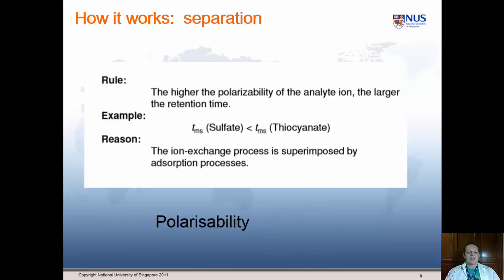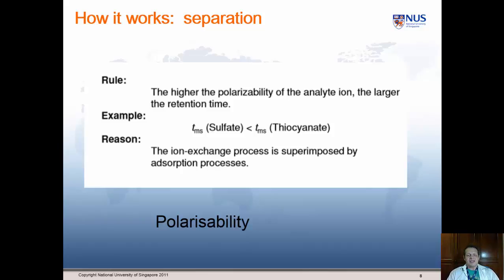And finally, polarizability. The more polarizable an analyte ion is, the longer the retention time. So we already know that if we were to compare chloride, which is single valent, and sulfate, which is divalent, the sulfate would have the longer residence time. But if you were to compare thiocyanate, a single valent ion, with sulfate, a doubly valent ion, because thiocyanate is much more polarizable than sulfate, in fact, thiocyanate has the longer residence time, the longer retention time.